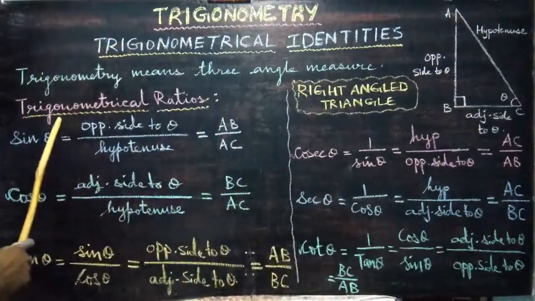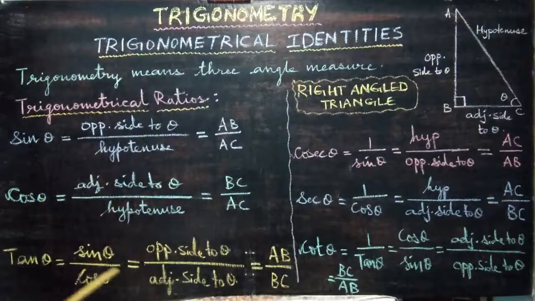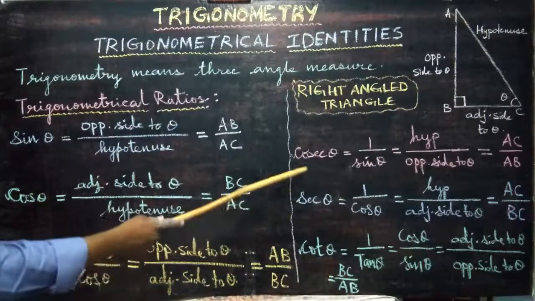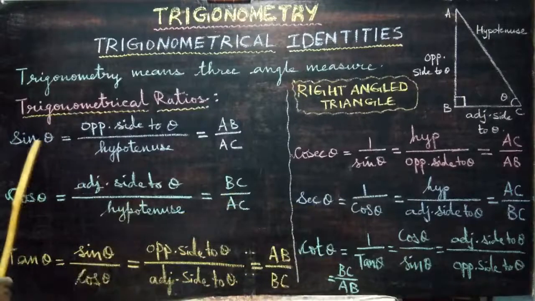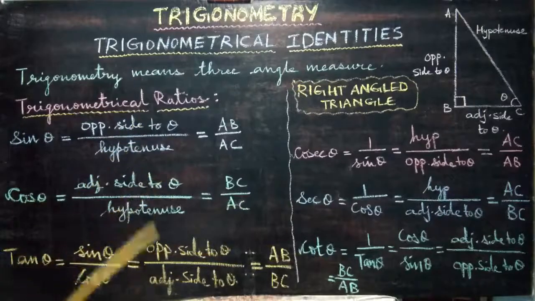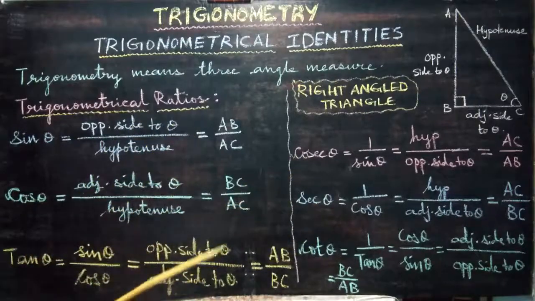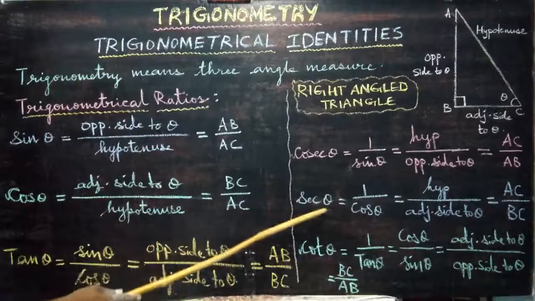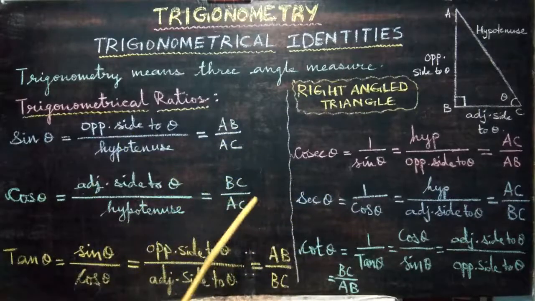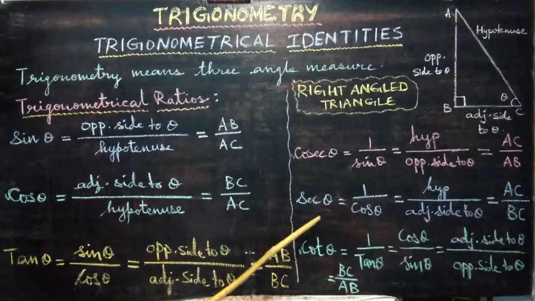Now we will come to trigonometrical ratios. There are 6 ratios, which you already know: sine, cos, tan, cosecant, secant, cot. Repeat: sine, cos, tan, cosecant, secant, cot. If you learn 50 percent, the other 50 percent will come automatically, because the reciprocals of sine, cos, tan are cosecant, secant, cot. So learn carefully.